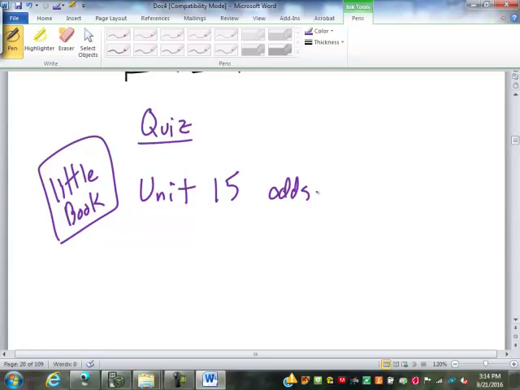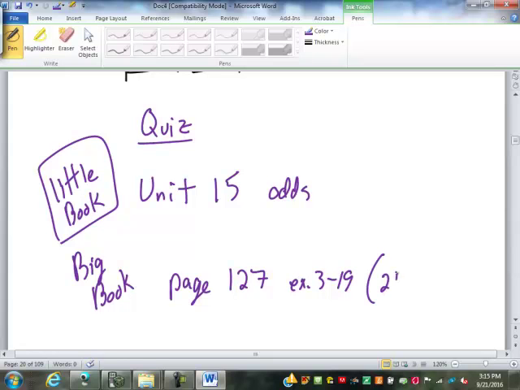In the big book, we're going to have you do page 127, which is exercise 3-19. We'll just have you do 21 through 31, the odds. So just a few of the really tough order of operations.